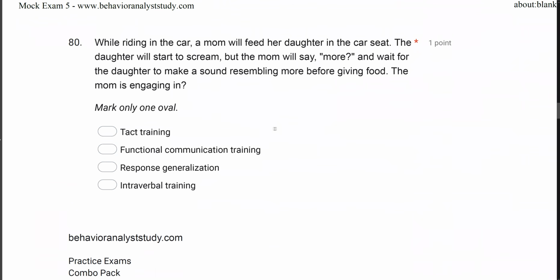While riding in the car, a mom will feed her daughter in the car seat. The daughter will start to scream, but the mom will say more and wait for the daughter to make a sound resembling more before giving food. The mom is engaging in what? Now be careful, okay? We know the mom is feeding her daughter in the car seat. This is some sort of incidental training, right? The daughter will scream, the mom will say more, and wait for the daughter to make a sound resembling more. So what kind of verbal operant is the daughter engaging in?